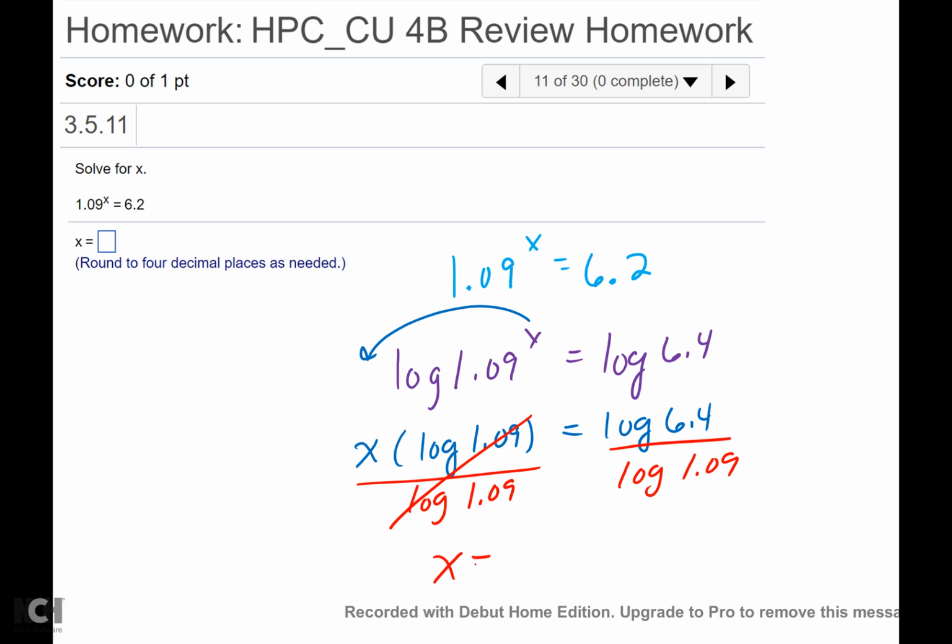I type this in the calculator. You literally type log 6.4 in parentheses divided by log 1.09 in parentheses, and you get 21.54035291. It says 4 decimal places, so 1, 2, 3, 4 out. The 5 bumps it up, and my answer is 21.5404. Alright.